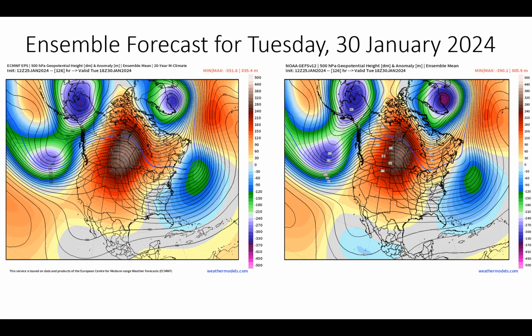Forecast now for Tuesday, 30 January 2024. What's really interesting with the ensemble modeling, what I've noticed in the last couple of days, is that you generally have these lower than normal heights just kind of parked over the western Atlantic here. And it's happening in both models here, whether we look at the EPS European on the left or the GEFS on the right.